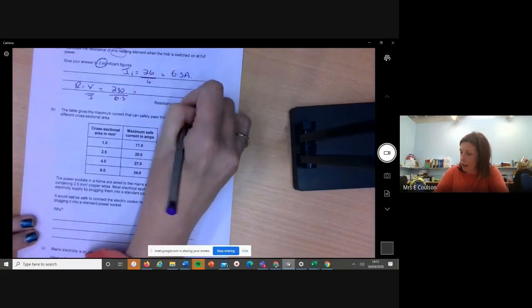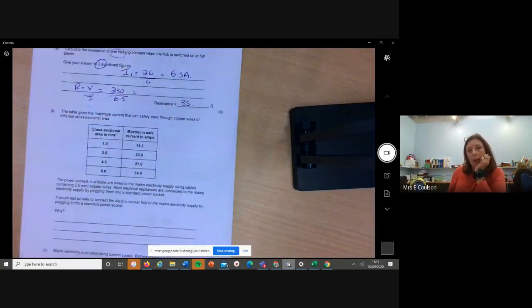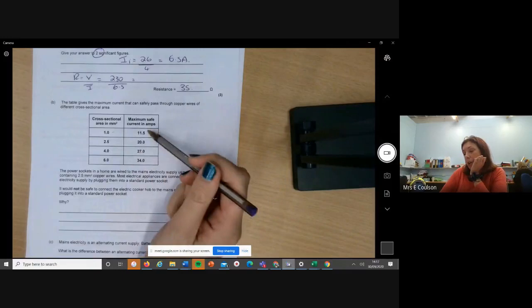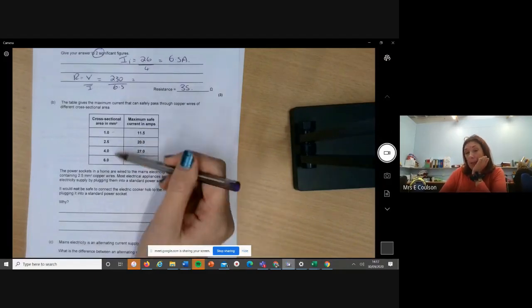This is the answer, that's 35. Okay, so I was looking at the wrong answer. So 35 there. Then it says the table gives the maximum current that can safely pass through copper wires of different cross-sectional area. So basically, the thicker the wire, you can put more current through it. That's what this is saying.